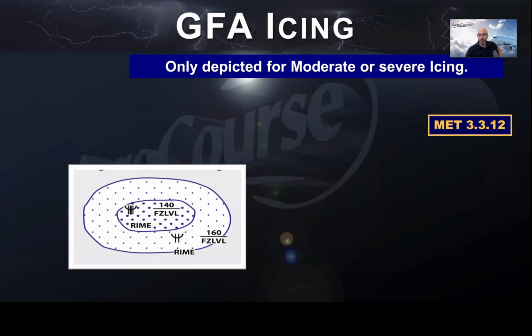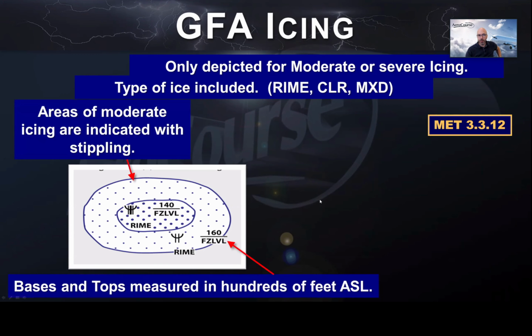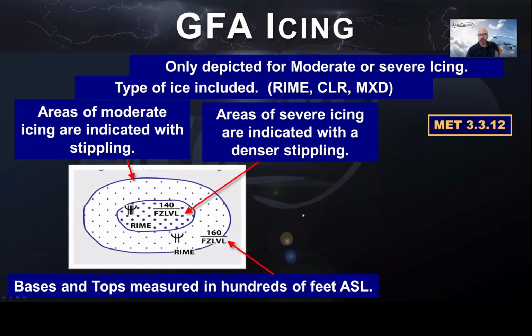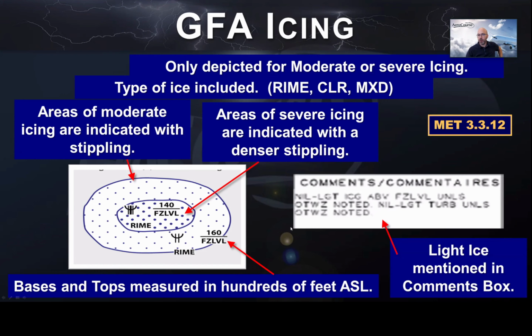So for icing, they have blue. That represents either moderate or severe, and they will tell you the type of icing, whether it's rime, clear, or mixed. And you'll see that the stippling and the density of everything increases for severe, so it's more blue, less blue if it's moderate. The one thing that isn't here is light icing. Light icing will only be put in the comment section. They will not depict it graphically on the chart.